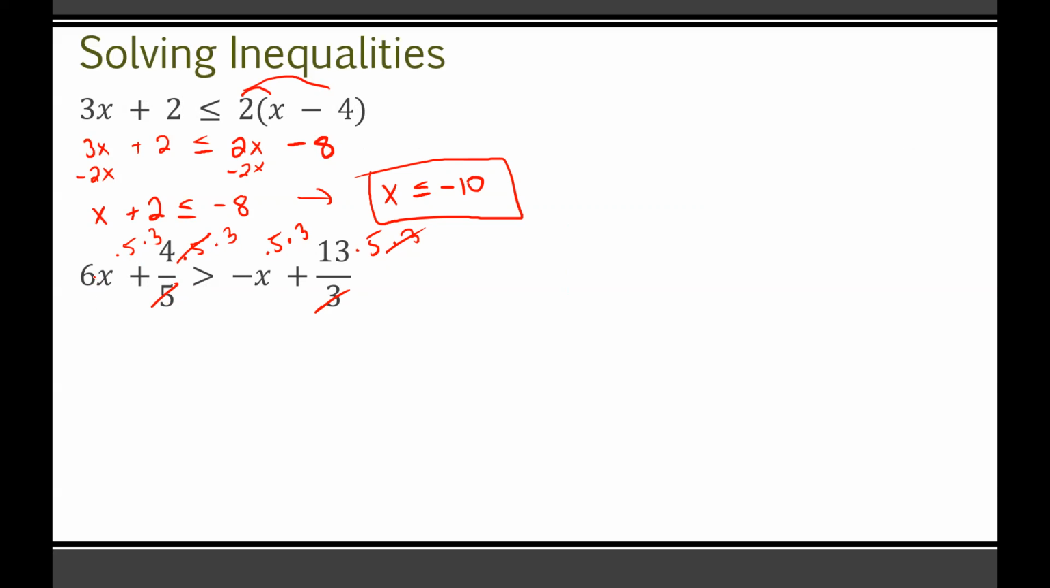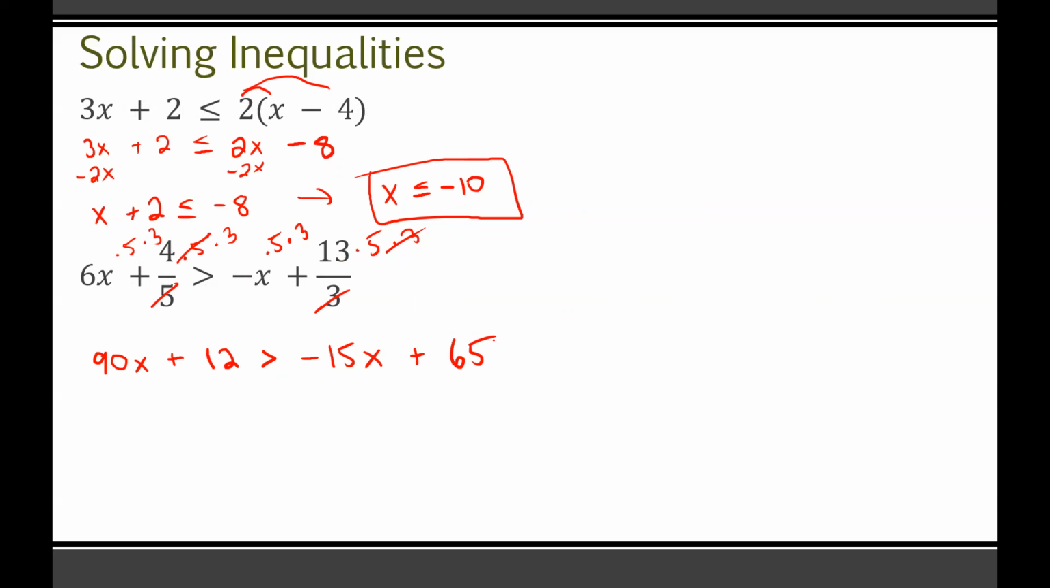Let's worry about 6x. 6x times 5, well, that would be 30x. 30x times 3, that's 90x. So we have 90x plus 4 over 5 times 5, that got rid of the 5 there. So we just have 4 times 3, well, that's just 12. So we have 90x plus 12 is greater than negative x times 5 is negative 5x. Negative 5x times 3 is negative 15x. And then we have plus 13 times 5. 13 times 5, I'm pretty sure, is 65.